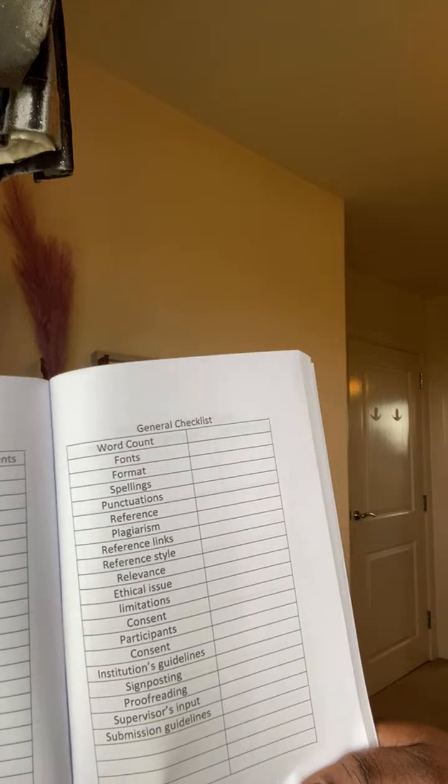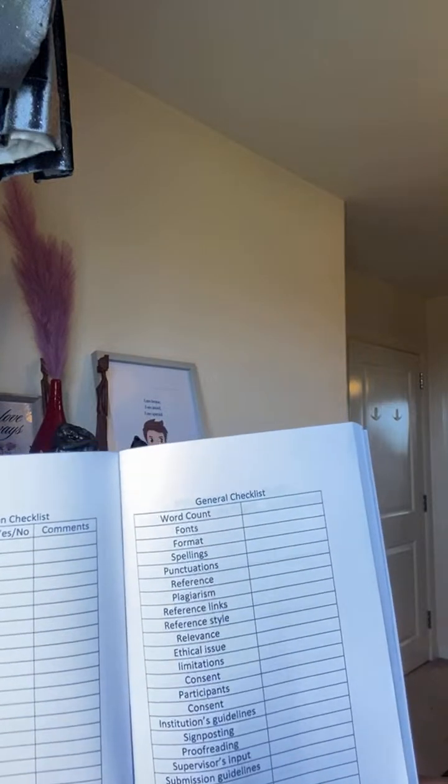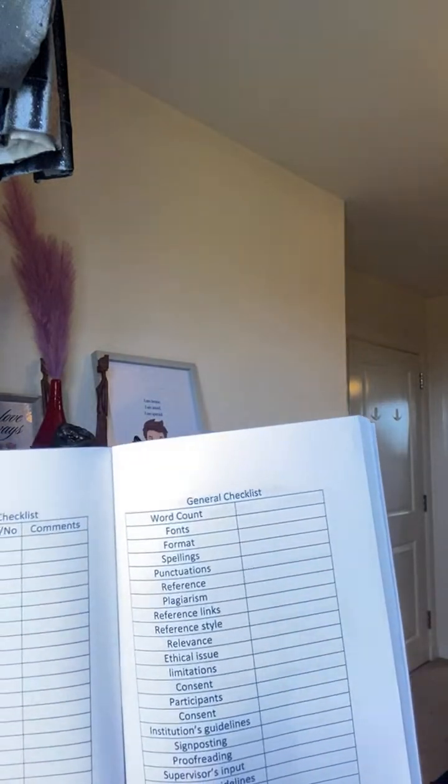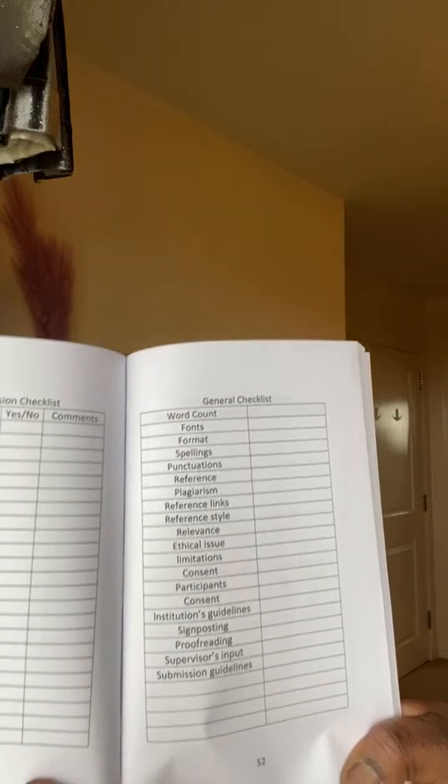The first thing you want to check is your word count. Is your word count over what you were asked? Is it 10% over or under? The next thing you want to check before you submit is the fonts. Some institutions will give you font guidelines. The next thing you're checking is your format, your spellings, your punctuation, references, plagiarism, reference links, and your reference style.